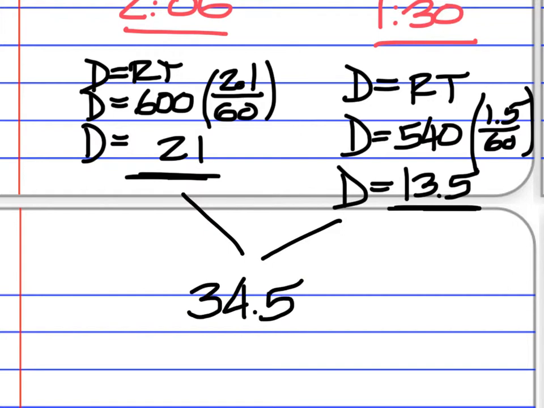34.5. Did we go beyond the target, or did we fall short of it? We went beyond. And if we went beyond the target, then what does that tell us about our arrangement of speeds? You got to go slower for longer. That's right. So how much longer are we going to go at 540? Give me another time.